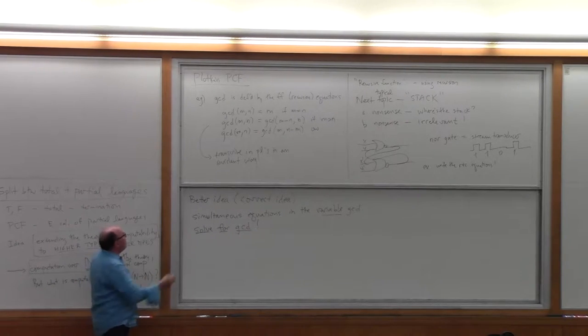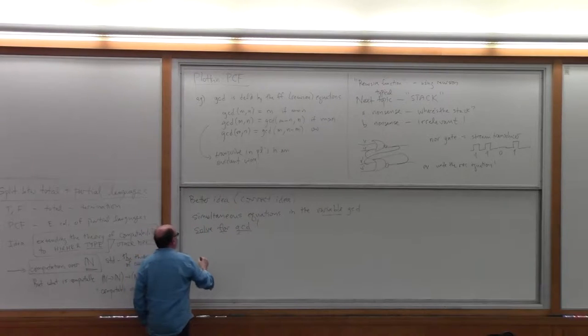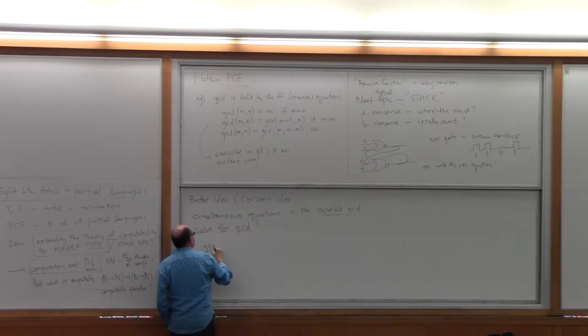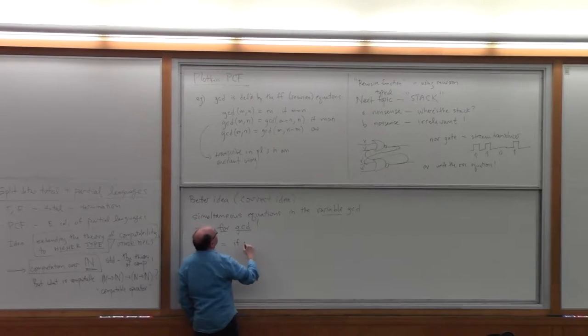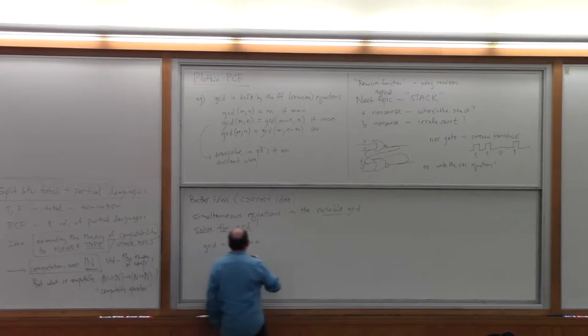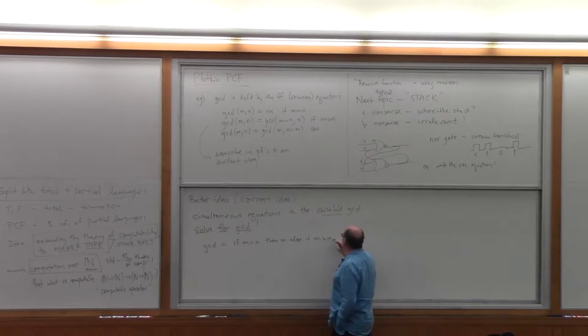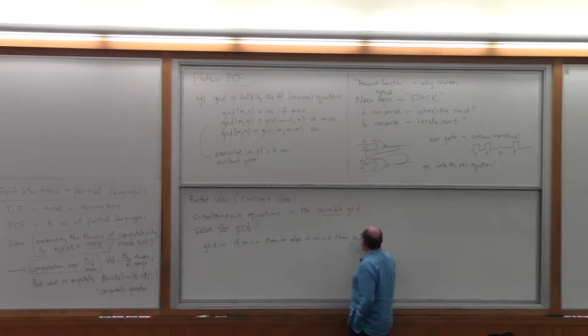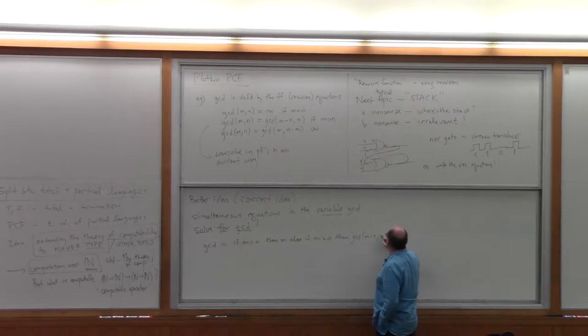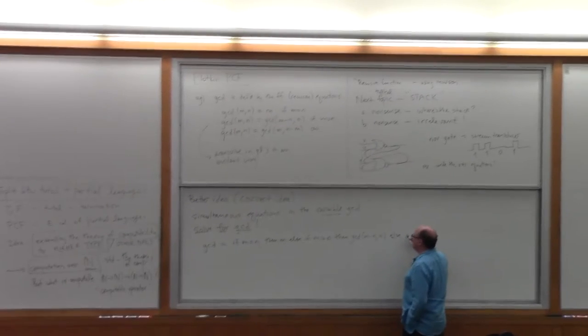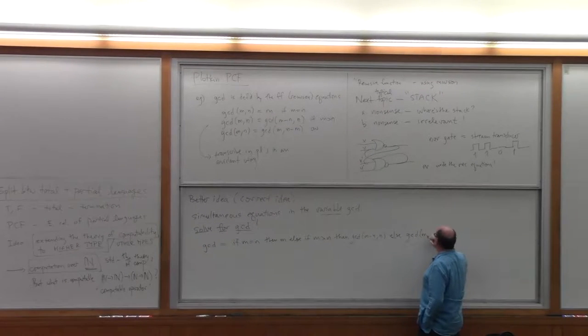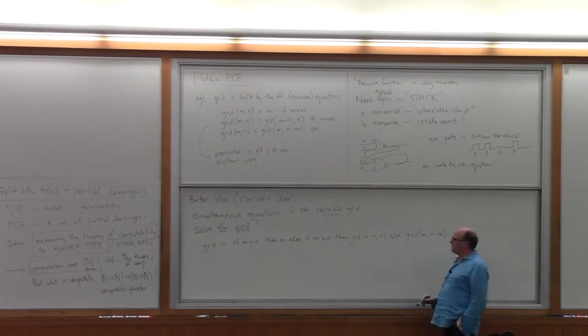Okay? So the idea is let's write it out. We can really write it out as one equation. What we're doing is we're saying GCD is equal to, let's write it like this. Okay, if, what did I write? I'm just using some kind of blackboard notation that I'm making up. Okay, if M equals N, then the answer is M. Otherwise, if M is greater than N, then GCD of M minus N and N, else GCD of M and N minus M. Okay, so now I have one equation.